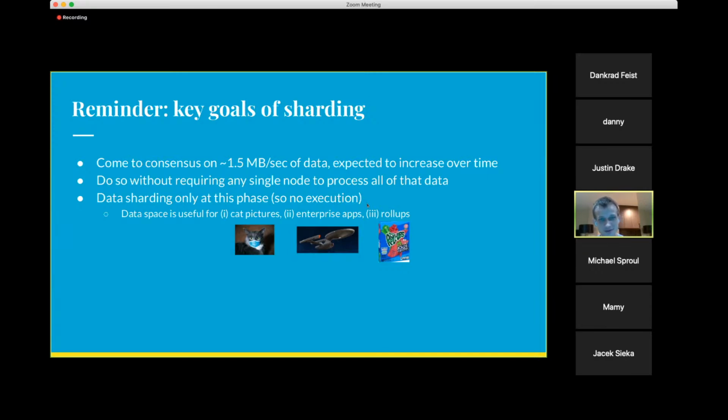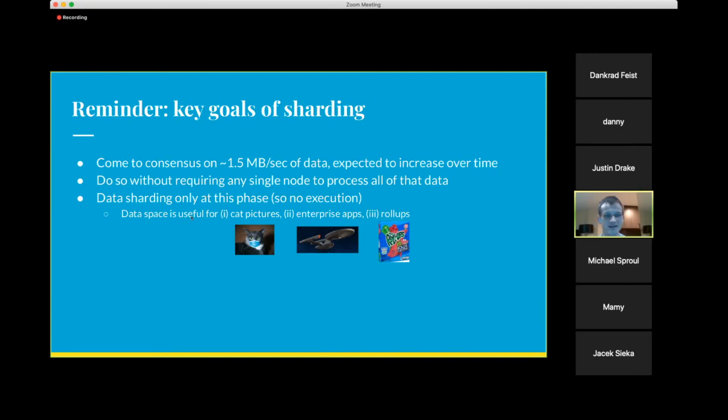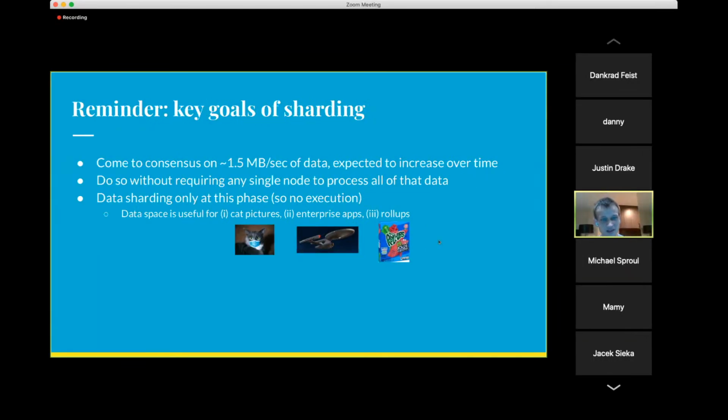Right now, you might want to ask what is the point of having this data space? There's a few applications, like you can store cat pictures on chain. There's enterprise applications that might require some kind of on-chain data storage, and then you would just have separate scripts that would walk over that data. And finally, rollups. With rollups, you need some kind of space where data gets published in order to get around the data availability issues and make sure that the data actually is there, so that other nodes can come in and generate state or generate fraud proofs.